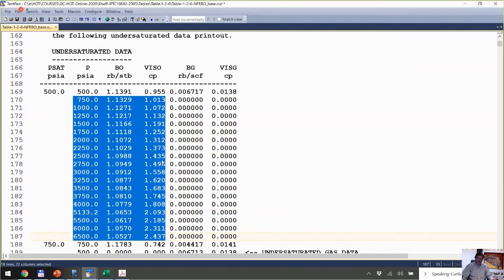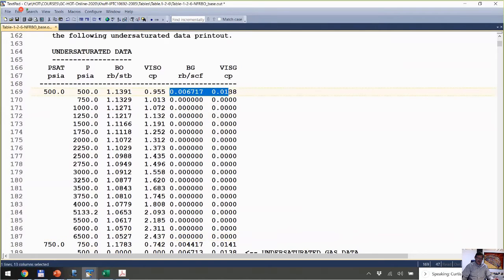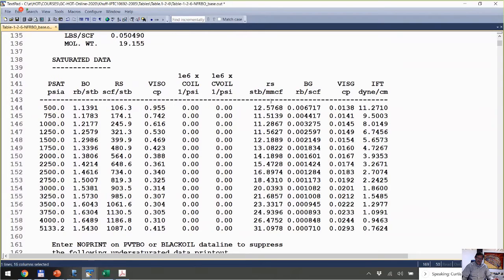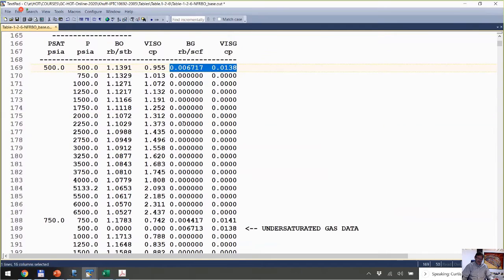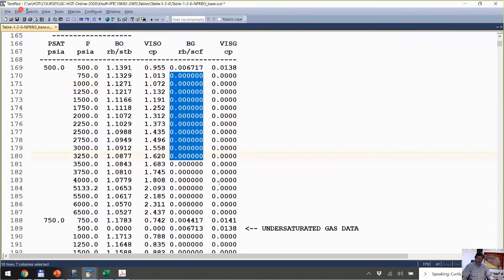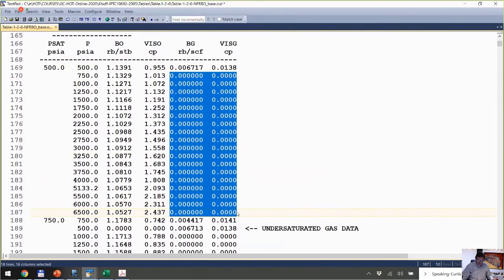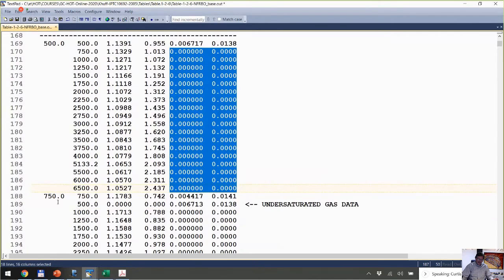And likewise, the gas that has a dew point of 500 psi has this BGD and this viscosity and some little RS, what is it, 12.5768. All of these properties here, now these are all not entered. Okay, I have to explain why they're not given there. Yeah, it's a little bit complicated.